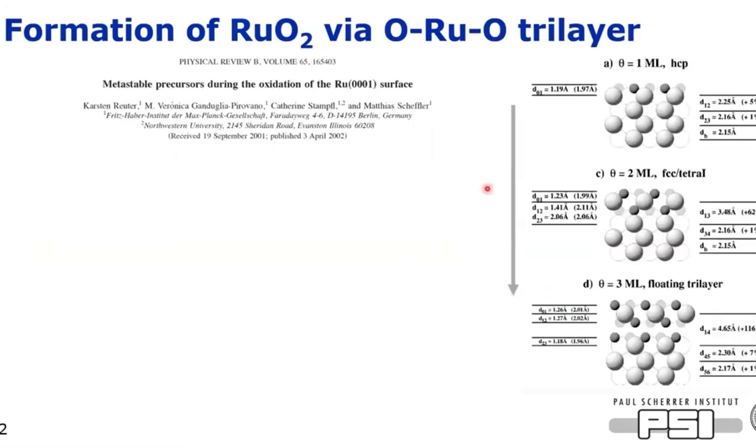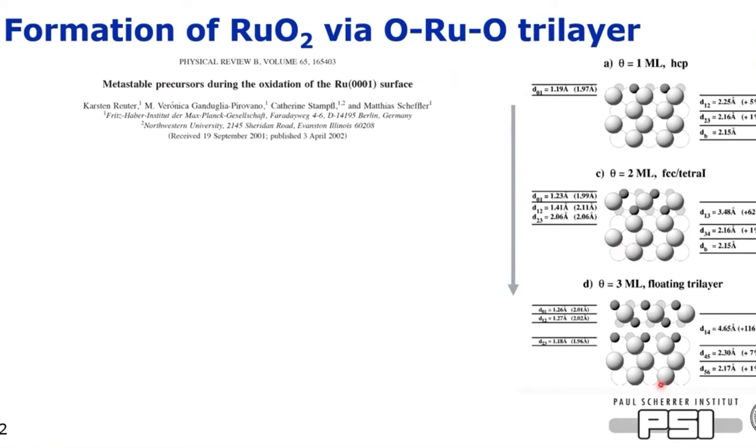So there's a DFT paper on RuO2 that discusses potential precursors using density functional theory. Here we see that from their results, initially you get a 1 monolayer on the surface, and once this forms, you get some oxygen to penetrate into the lattice, forming this 2 monolayer coverage. And this is what they call an oxygen-ruthenium-oxygen trilayer.